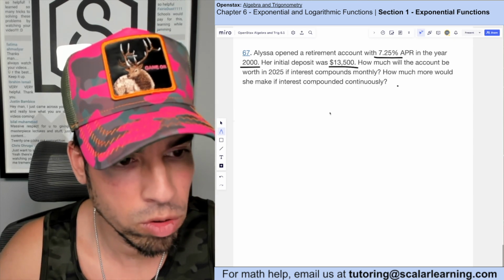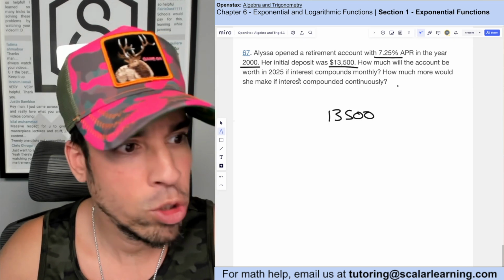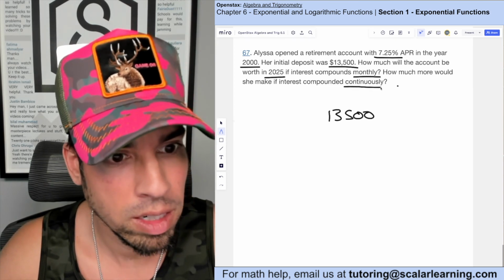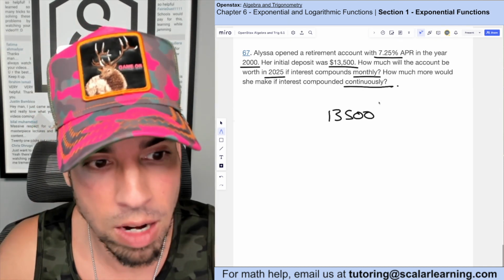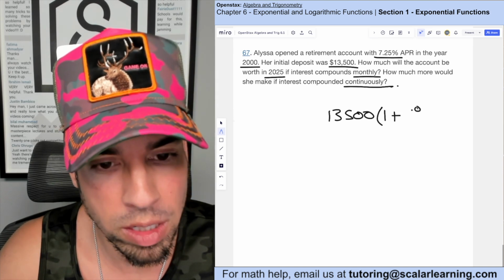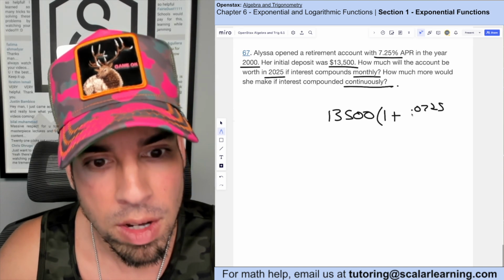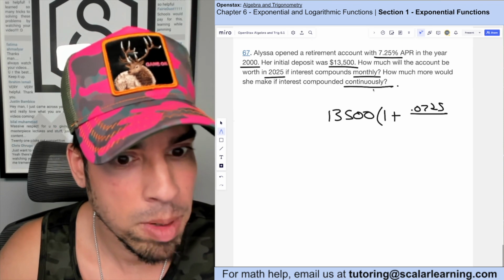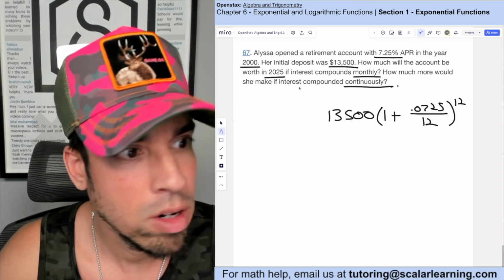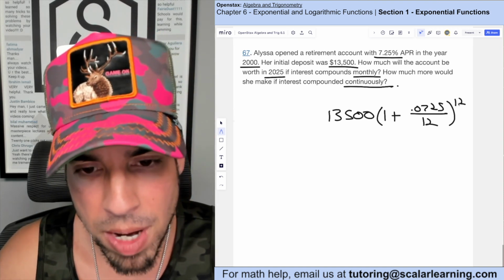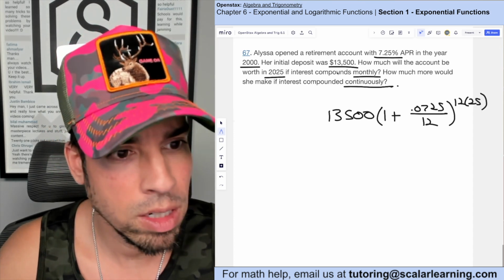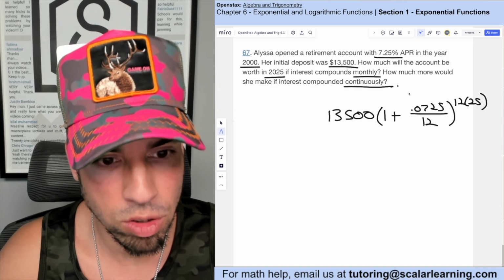So for this one, we open a retirement account with this much interest in 2000. Her initial deposit was $13,500. How much will the account be worth in 2025 if interest compounds monthly and then compounded continuously? So let's do these two equations. Now, for monthly, it's the principal times 1 plus that interest rate in decimal format, 0.0725, divided by 12, because it's monthly. That's 12 times per year, to the 12 times 25 power, the number of times compounded per year, 12, times the number of years, which is 25. And then we're going to do it continuously, but we're going to do that in a second.